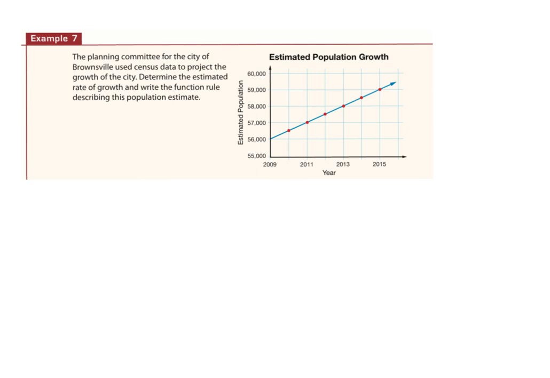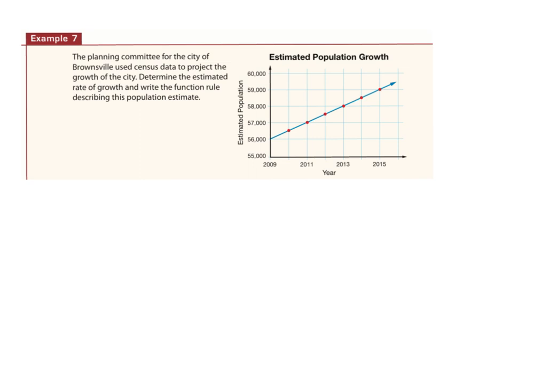Right? You can use graphs to then create a line that will help you predict if they want to figure out what's going on or what would happen going forward. And so they have some historical information. It says the planning committee for the city of Brownsville used census data to project the growth of the city, determine the estimated rate of growth, and write the function rule describing the estimate.